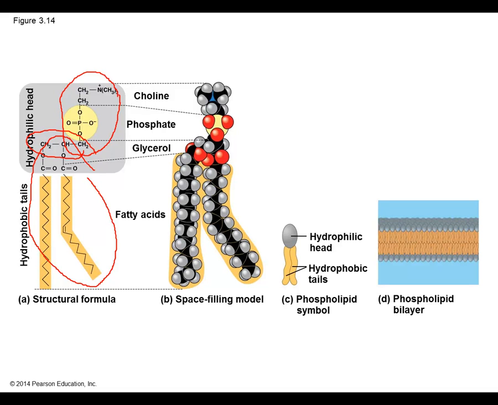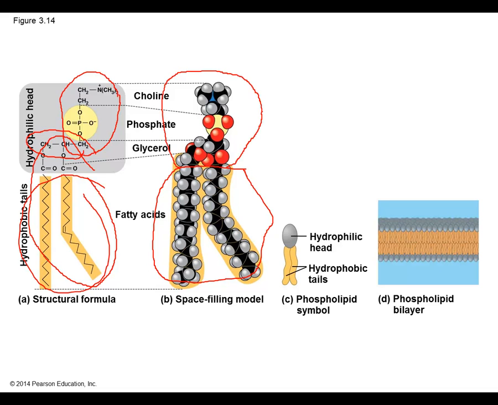So the 2 fatty acids are hydrophobic, and the rest of this, the glycerol, the phosphate, and any functional group like choline, is hydrophilic. When you add these to water, they self-assemble into bilayers. And this is what you find as the basis for cell membranes.